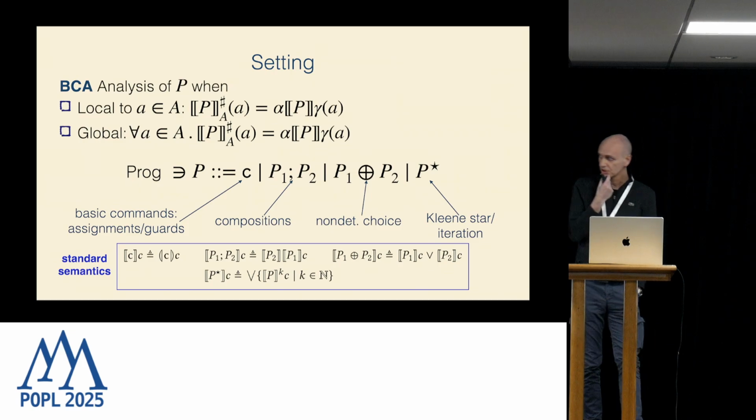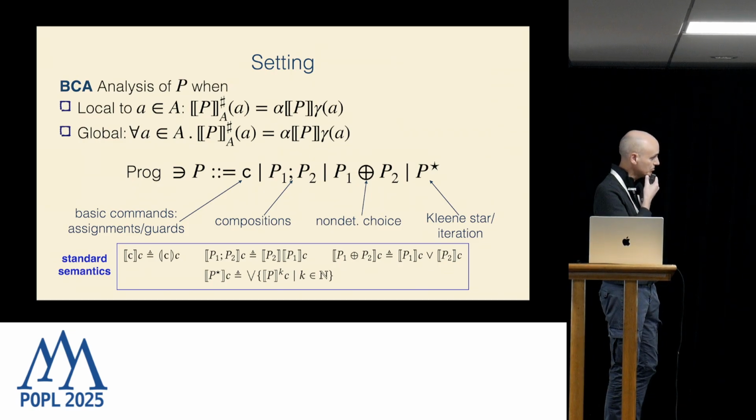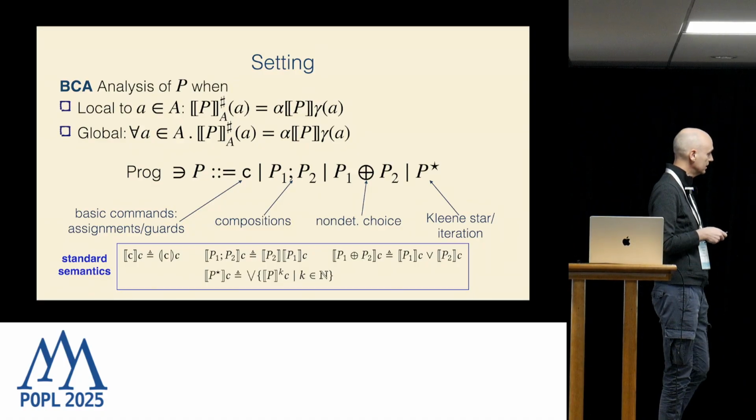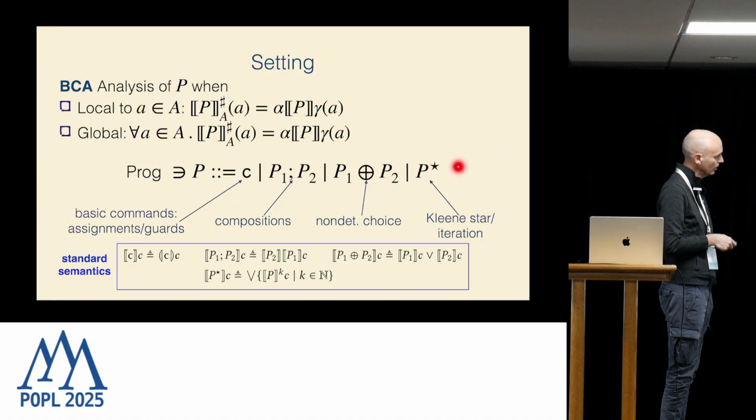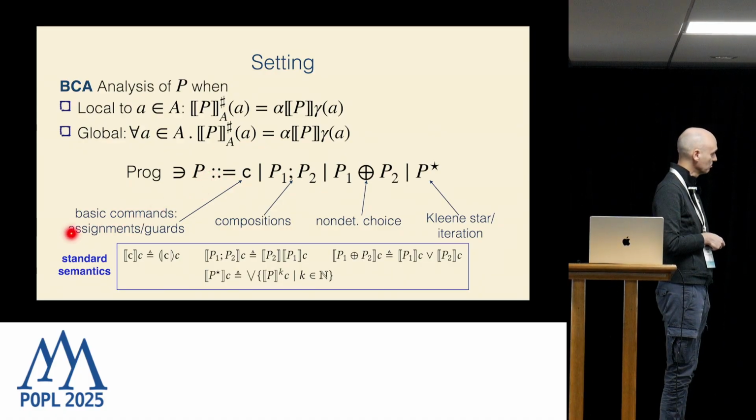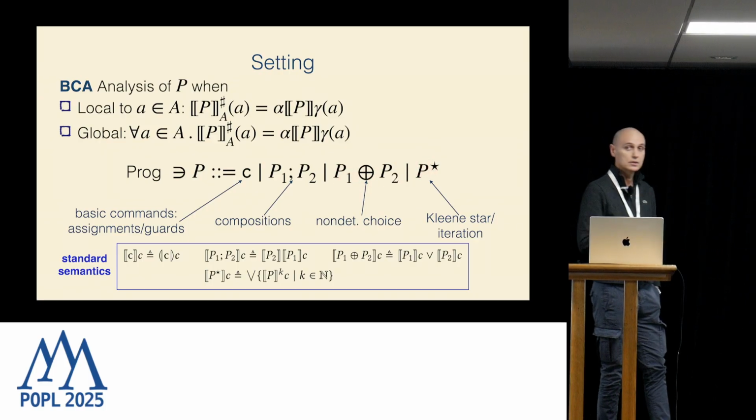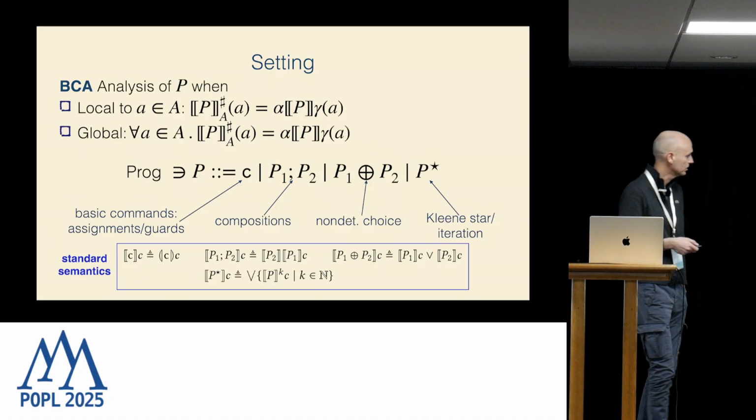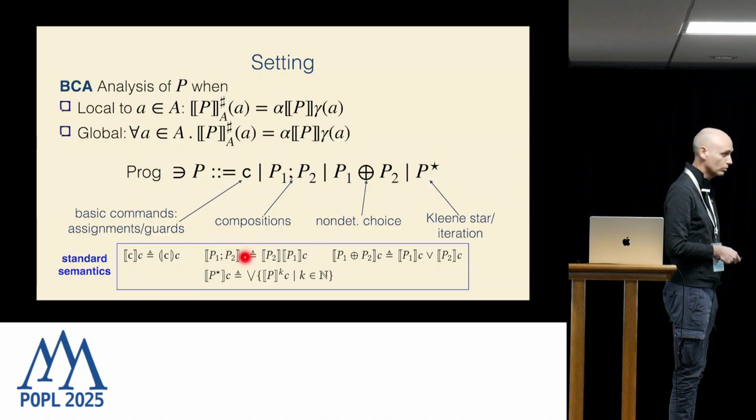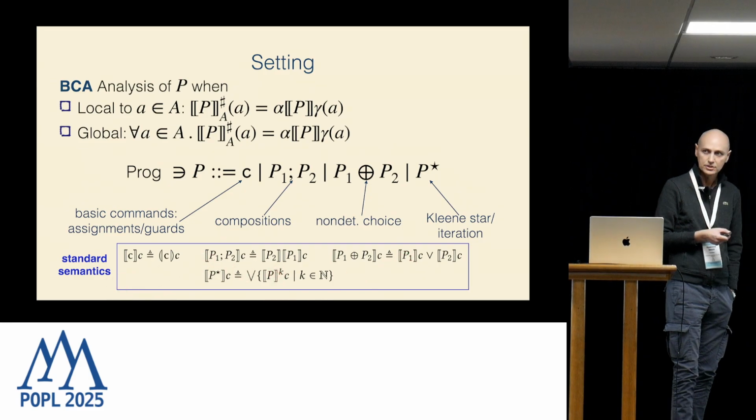Okay, so which programs do we consider? Standard programs. So the syntax of our programs is given by the usual Kleene syntax, let's say. So we have basic commands, typically assignments and Boolean guards, but it could be anything. Compositions of programs: sequential composition, choice, and iteration as given by the Kleene star. Semantics is standard. So let me just point out composition is composition of functions. Choice is the union, disjunction. And the Kleene star is iteration for any k.